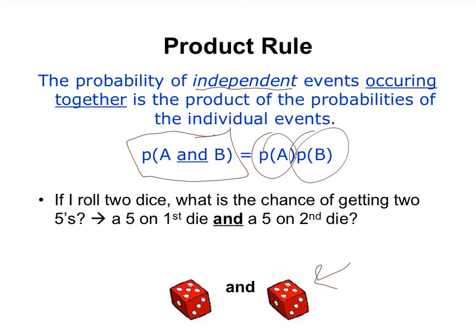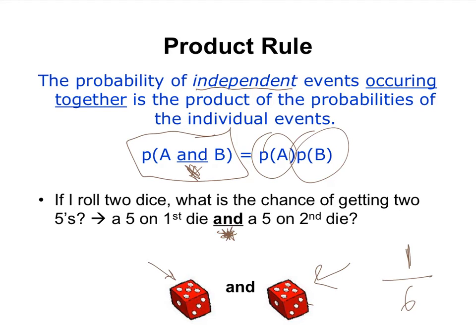So that would be a 5 on one and a 5 on the other. You see the word and. So if you're looking at the word and, then you multiply them together. Well, how many sides are there on a die? There's 6 sides, so the total would be 6. And how many 5s are on there? There's only 1, so it's 1/6 chance.